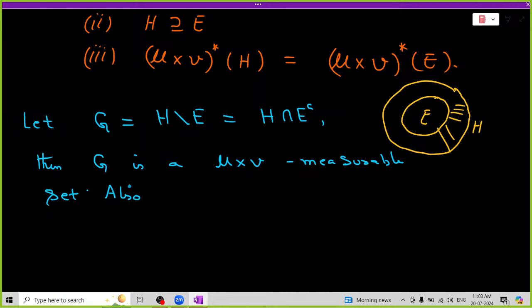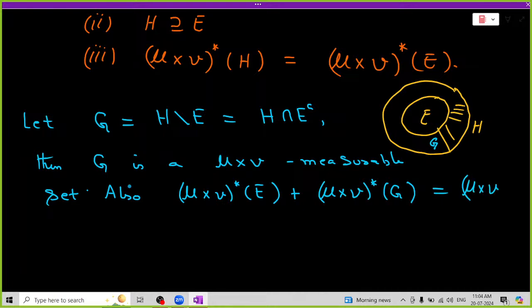Also, if you take mu cross nu star of E plus mu cross nu star of G. Now G, you know, is the ring shaped region. Now G is measurable, E is measurable, G and E are disjoint, so I can use additivity. So this will be equal to mu cross nu of the union E union G. G by the way is the ring shaped region. And E union G is clearly H. So this is actually mu cross nu star of H.